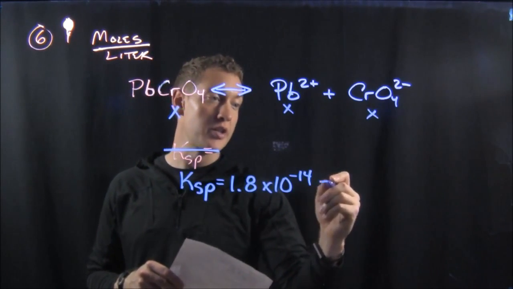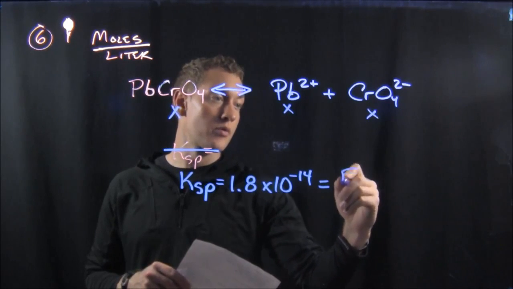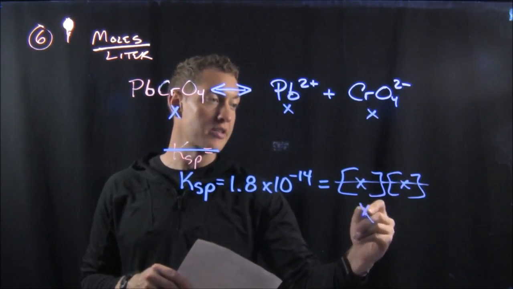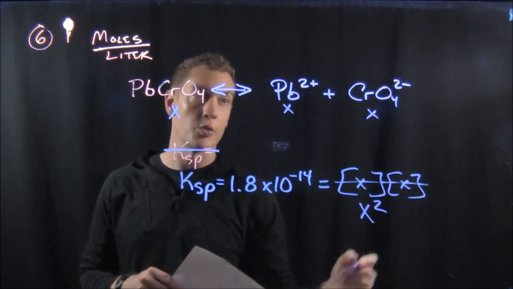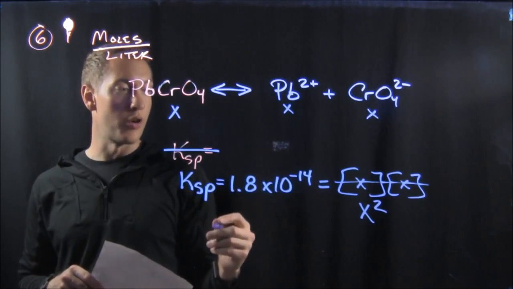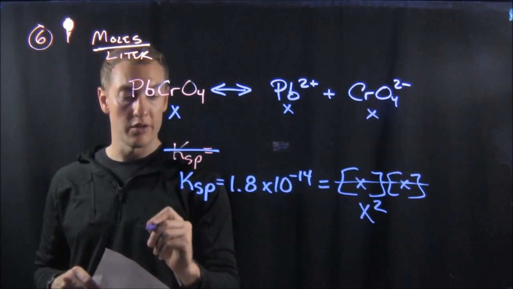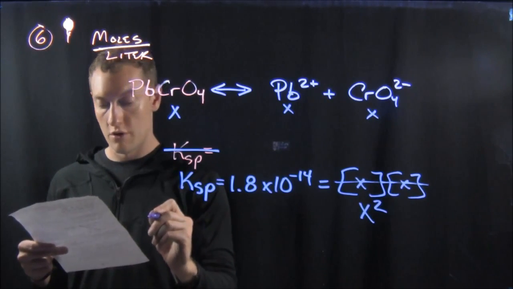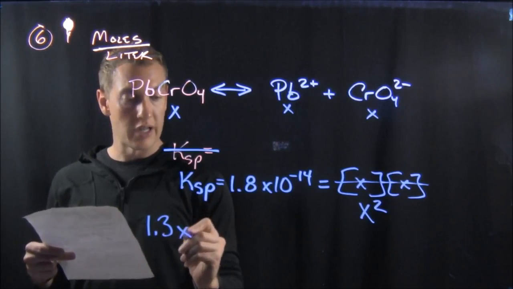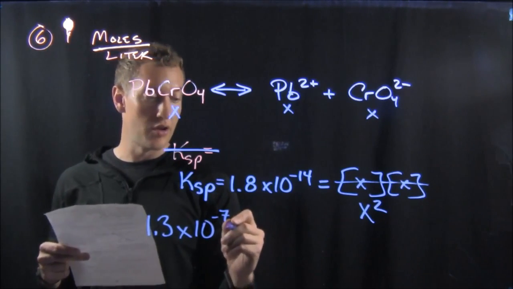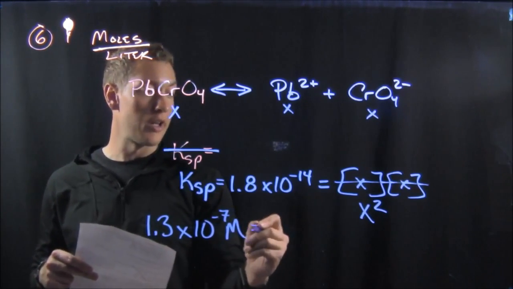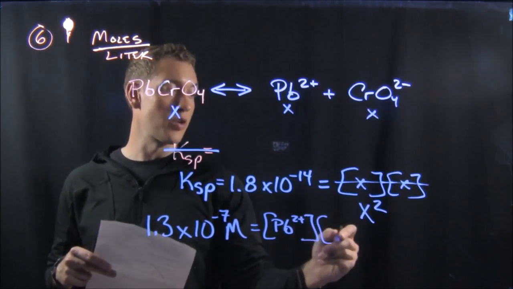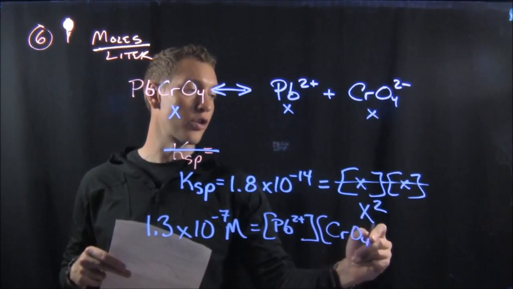So we end up with KSP is going to equal X times X, or you could rewrite that as X squared. So we could take the square root of each side. The square root of 1.8 times 10 to the negative 14th comes out to be, rounded for sig figs, 1.3 times 10 to the negative 7th moles per liter. And that would equal the concentration of lead ion, and it would equal the concentration of our chromate ion.